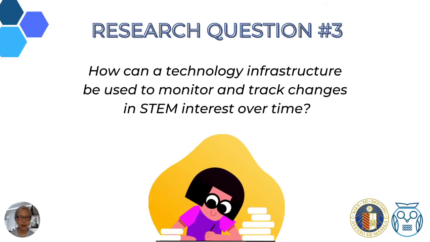The third question has to do with technology infrastructure. We ask how a technology infrastructure can be used to monitor and track changes in STEM interest over time. What we're hoping will happen is that students will use Whimsy repeatedly, and that we will be able to see whether student engagement increases or decreases as they continue to use the system. So this is where the data mining infrastructure, the data capture becomes essential.